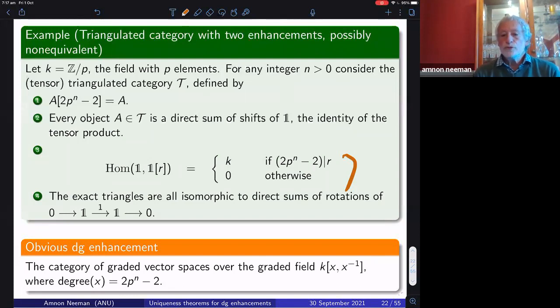So there are 2 enrichments. The first is, you can think of it as the category of graded vector spaces over the graded field K of x inverse.